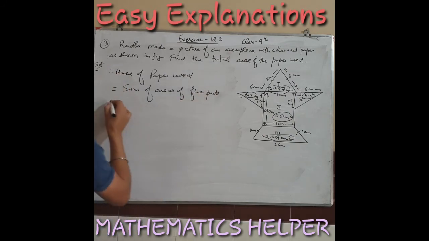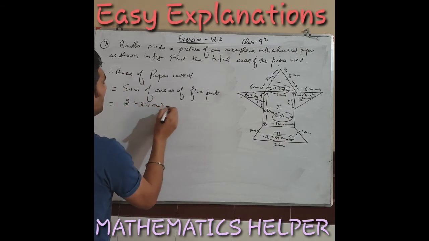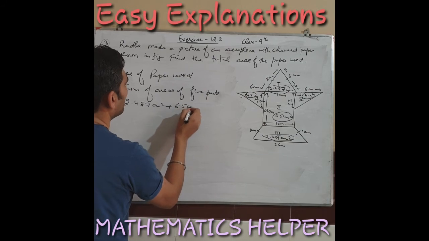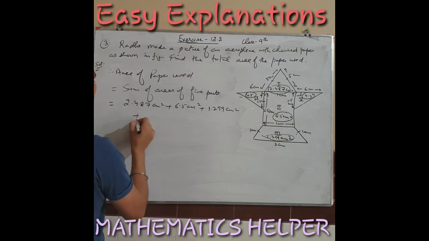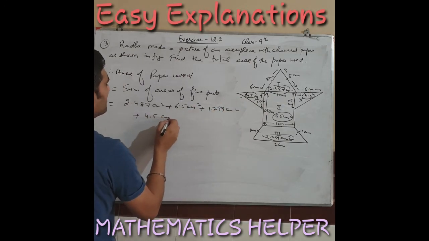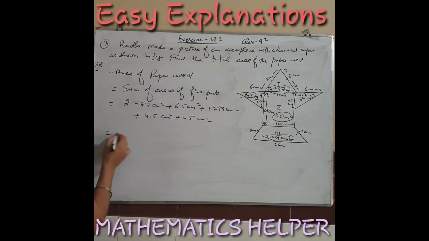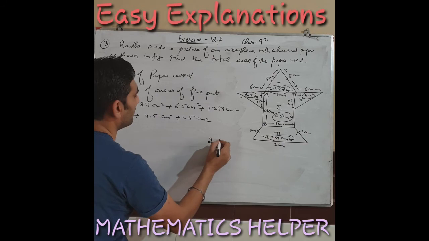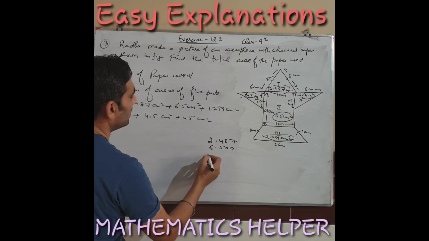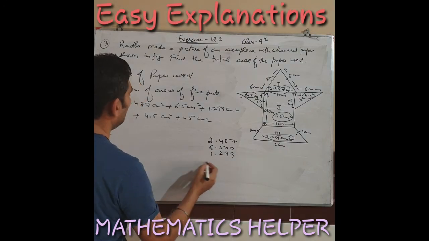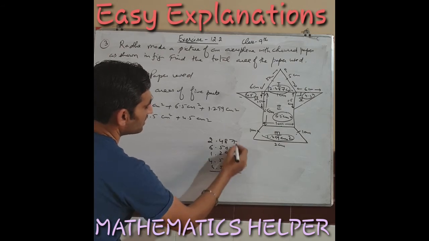Write their areas. First part's area is 2.487 centimeter square. Second part has 6.5 centimeter square. Third part has 1.299 centimeter square. And the last 2 have 4.5 centimeter square each. So we have to write these together and get our final answer. Let me write their addition here. You can note it down if you want. 6.5, 1.299, and 4.5 each. So 16, 1 left.